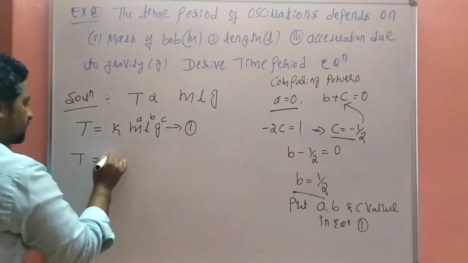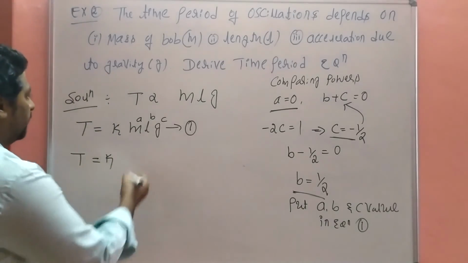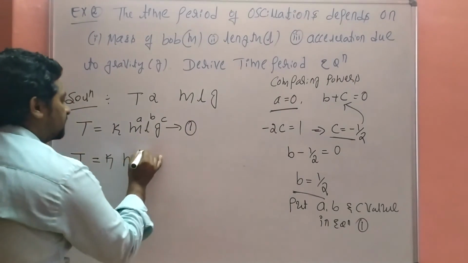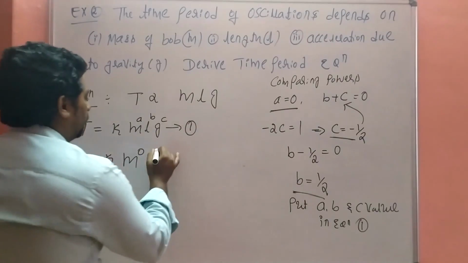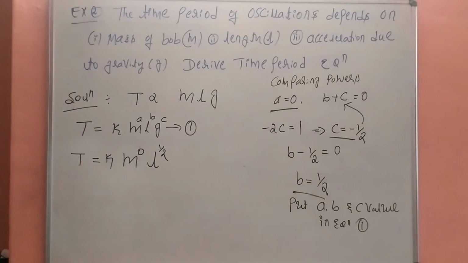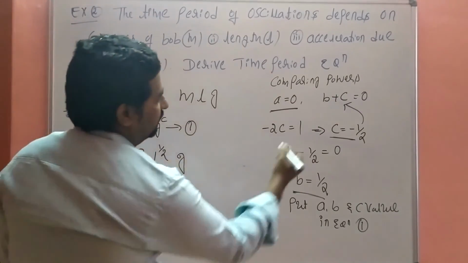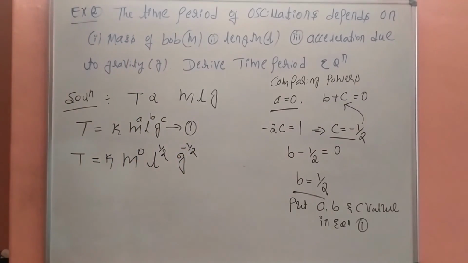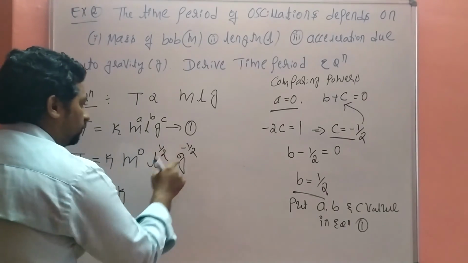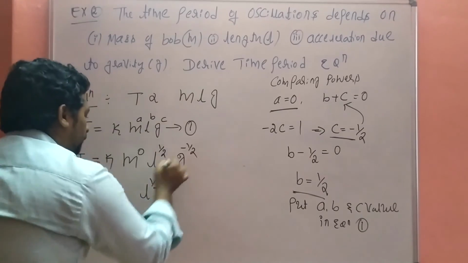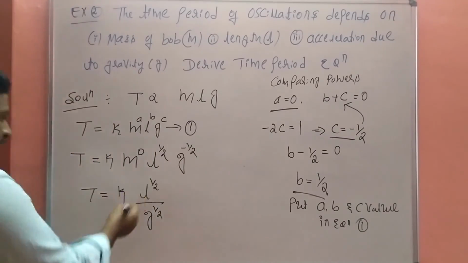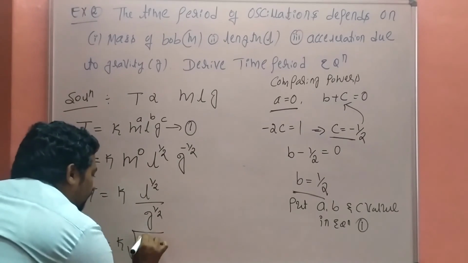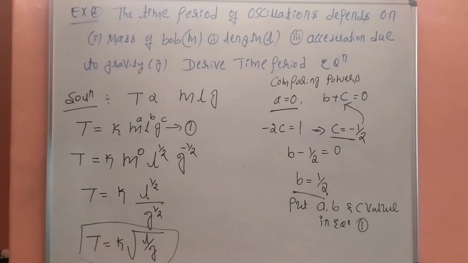T is equal to K, the constant, keep it the same, M to the power of A value 0, L to the power of B, 1 by 2, G to the power of C, minus 1 by 2. So T is equal to K, M to the power of 0, L to the power of 1 by 2, G to the power of minus 1 by 2. That is equal to the square root of L divided by G. So T is equal to K square root of L divided by G.